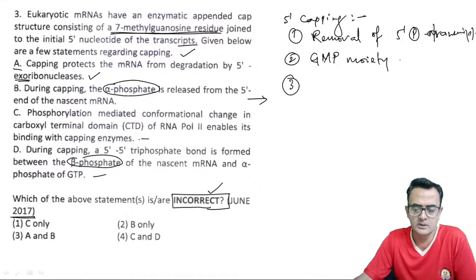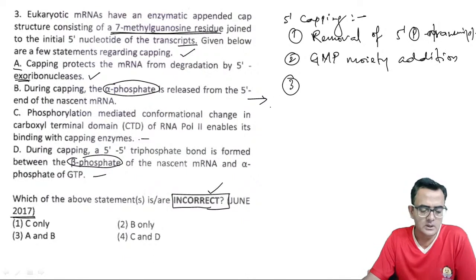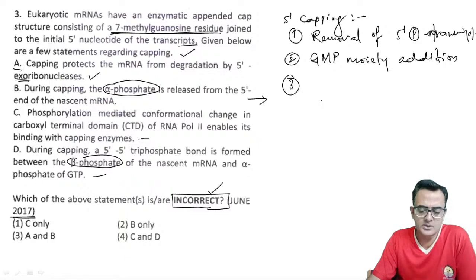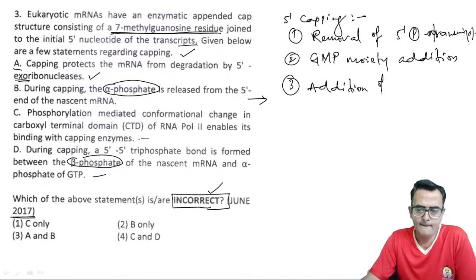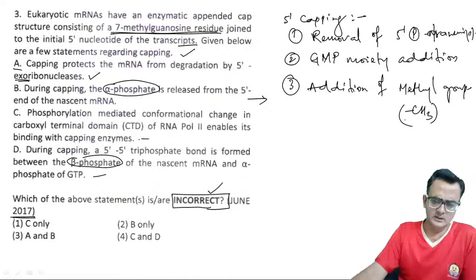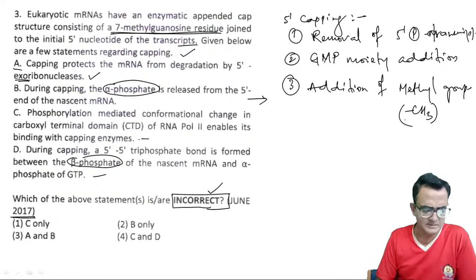GMP addition, है ना? GMP addition. And third is the addition of the methyl group, right? Addition of methyl group, right? CH3 group, right? 3 अलग अलग phases में है. हम next slide में देखते हैं and then we come back, right?